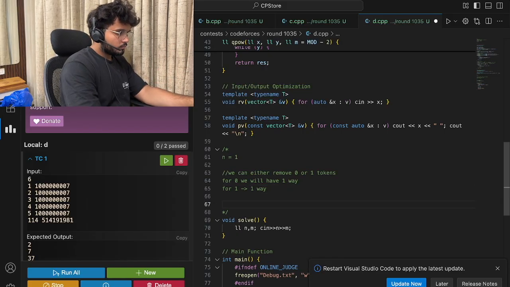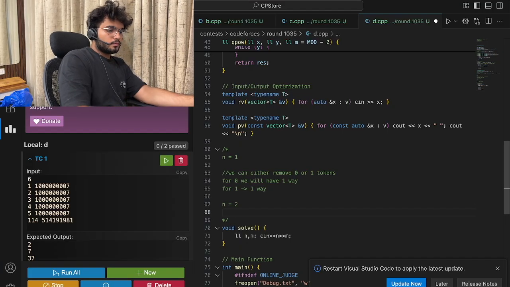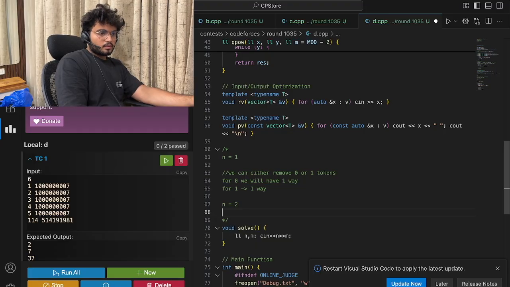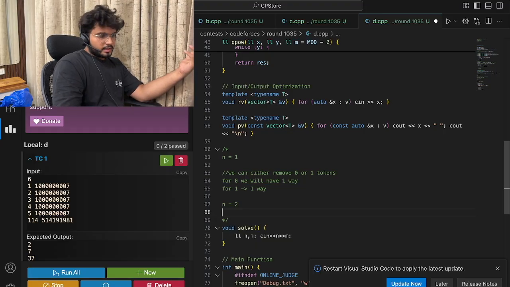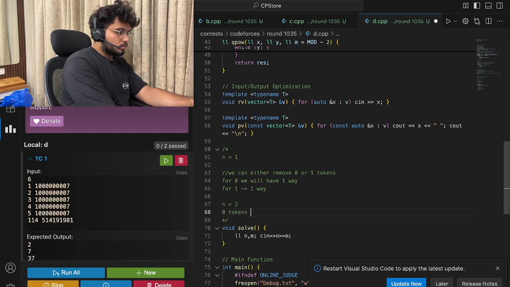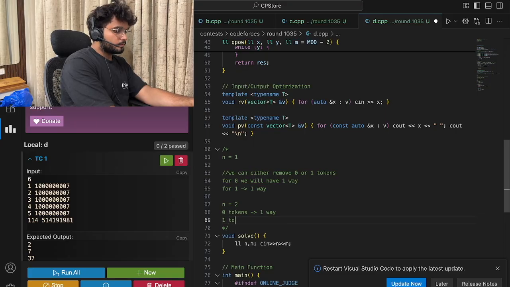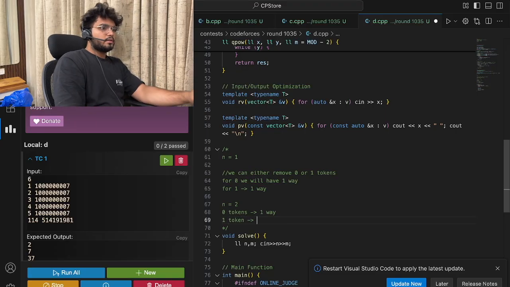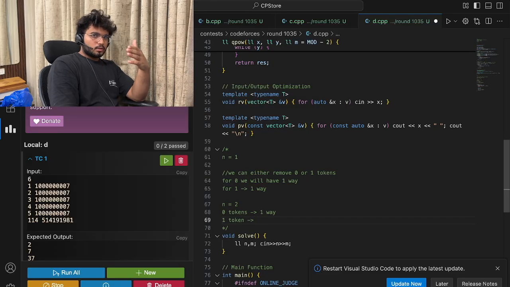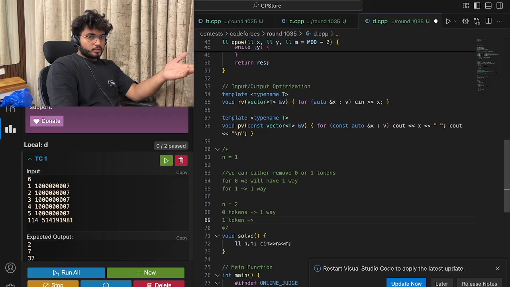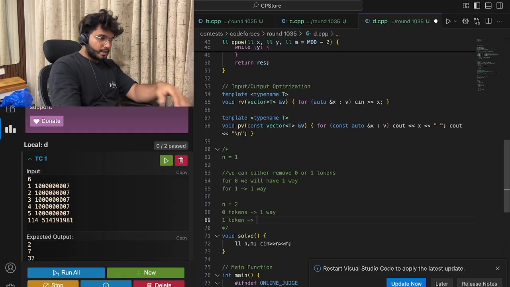Now let's say for n equal to 2, we want to remove 0 tokens from a sequence with length 2. Don't remove any token. Again, one way. 0 tokens, one way. Let's say one token. Now we can remove either the first token or the second token, right? So how many ways are possible? You might think you just count either removing the first token or the second token, so there are two ways. No, that's not how it works.